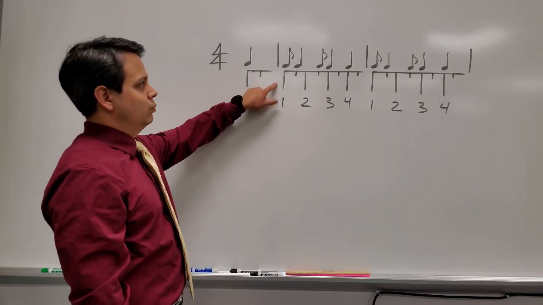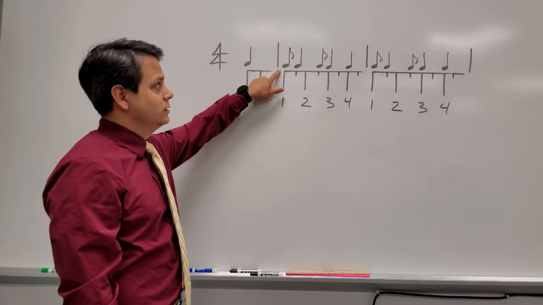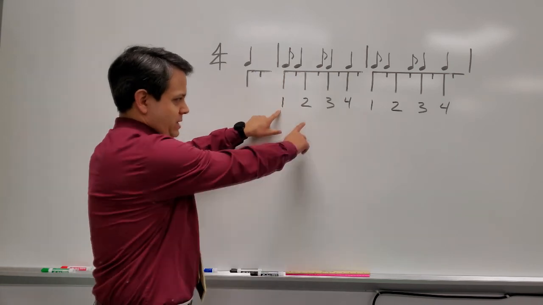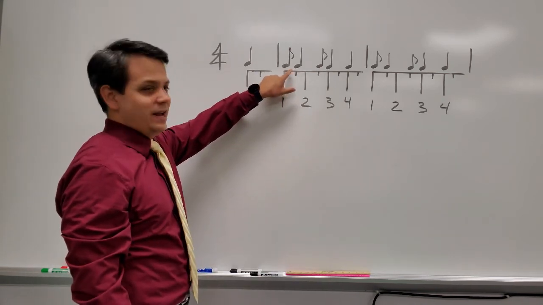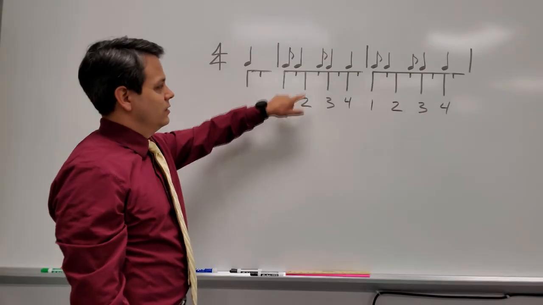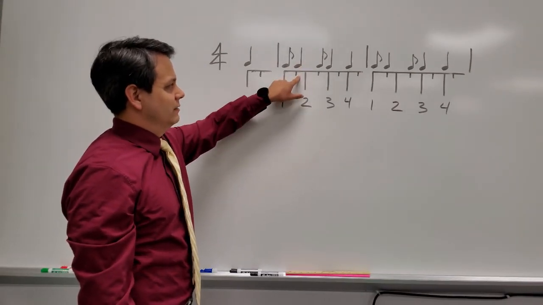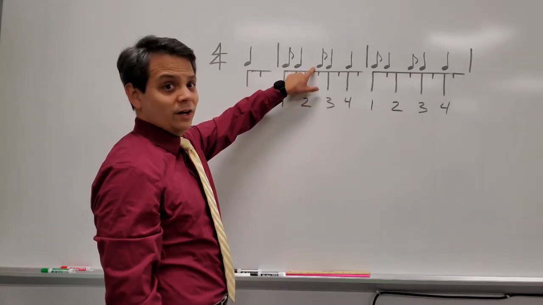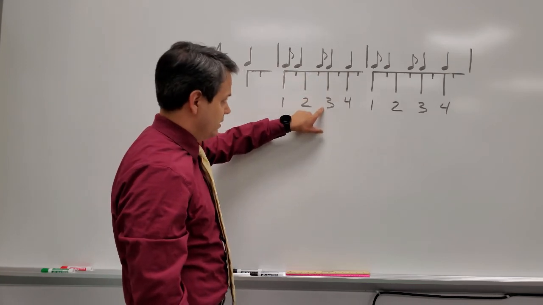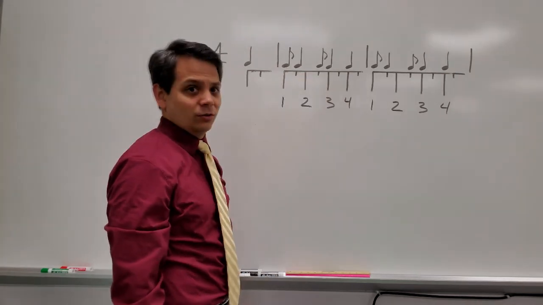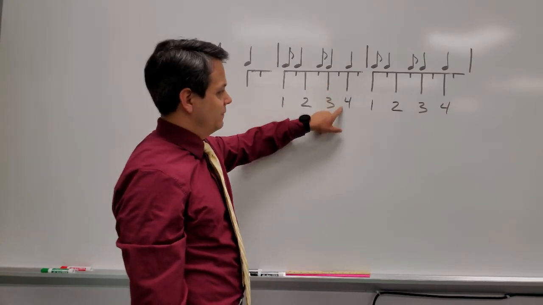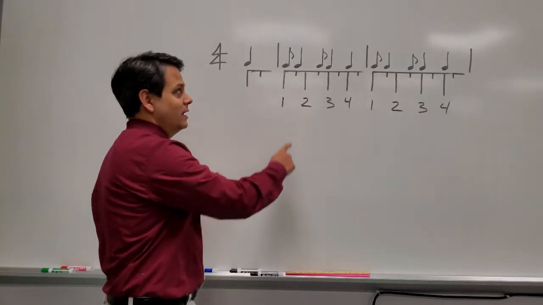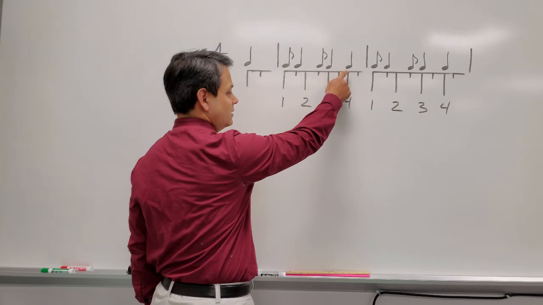On beat 1, we have a single 8th note. We call that a ti. Then in between beats 1 and 2, we have a ta, or a quarter note. On beat 2, nothing. In between beats 2 and 3, we have another single 8th note. We'll call that a ti. Then on beat 3, we have a quarter note, or a ta. Then on beat 4, we also have a ta. So this measure can be said ti-ta, ti-ta, ta.